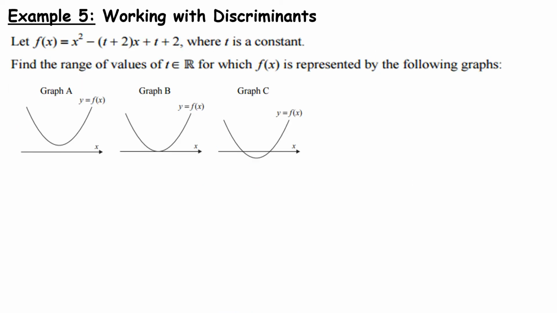Let's do a little bit more work with discriminants. Let f of x equal x squared minus (t plus 2)x plus t plus 2, where t is a constant. Find the range of values of t, element of real, so t is a real number, for which f of x is represented by the following graphs. So we have three scenarios here. In graph A, there are no real roots, so they're imaginary. In graph B, there is one real root, or rather real and equal roots. And in C, they're real and different.